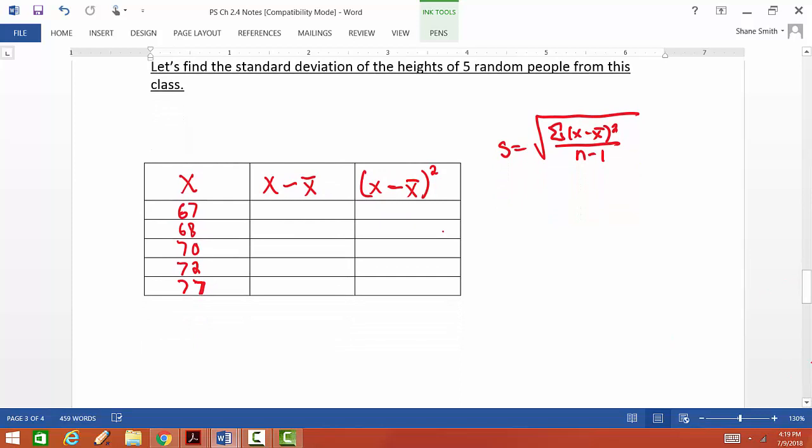So hopefully you paused the video and you tried to find the sample standard deviation. The first thing you should have done was find x bar. Okay, so to find x bar, we have to add all of these together and divide by how many we have. So let's see, we have 67 plus 68 plus 70 plus 72 plus 77, and we're dividing by 5. So I got 70.8 for my sample mean.